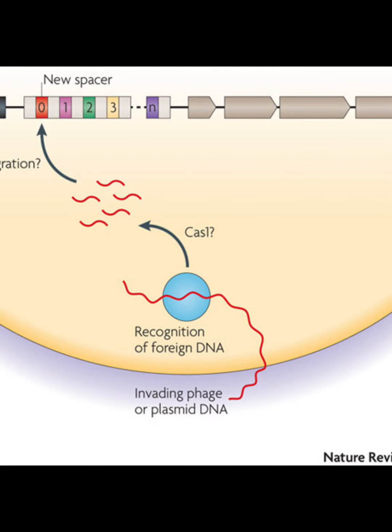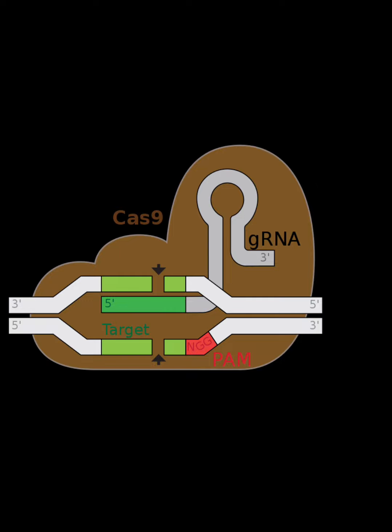Each time a new virus enters, the bacteria creates a new spacer for it, which is added to the CRISPR chain. The spacer DNA matches identically to the viral DNA so that the bacteria can remember the virus. This bacterial immune response has been adapted into a precise and efficient gene editing technology.